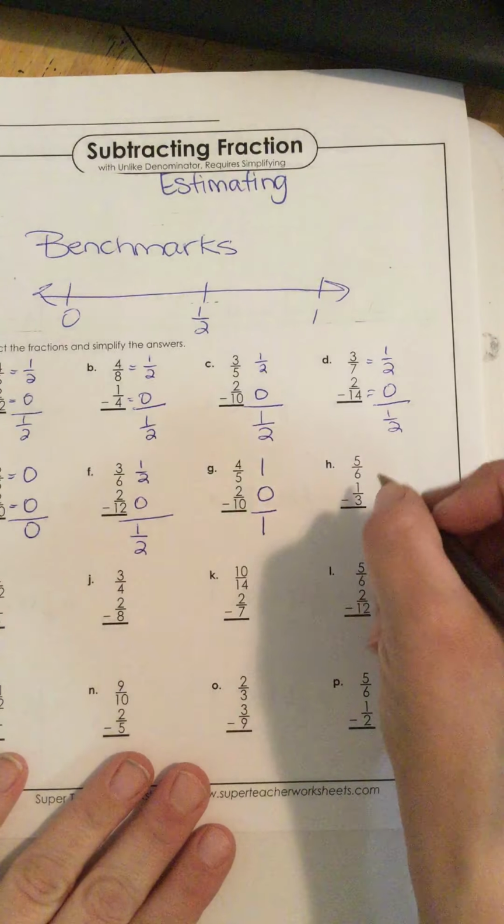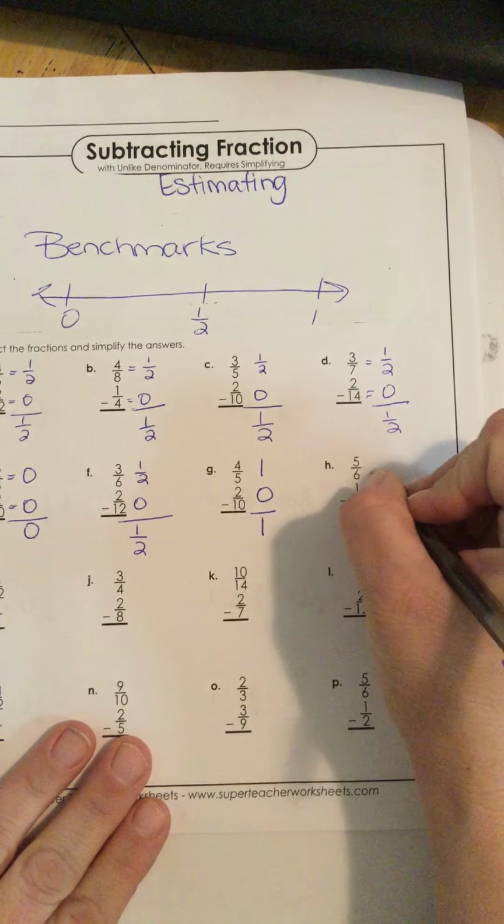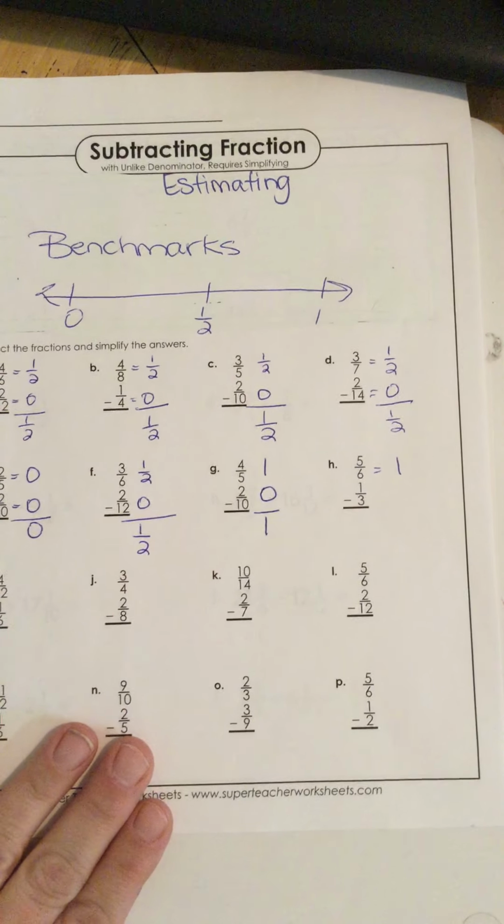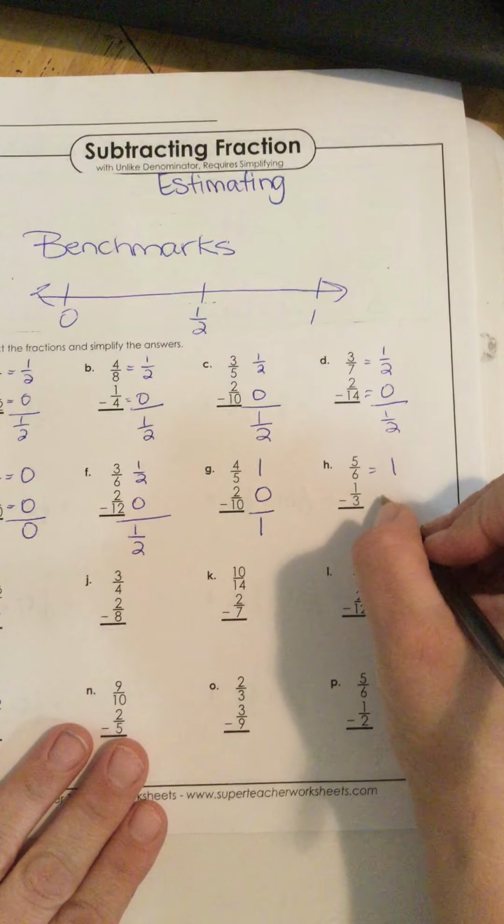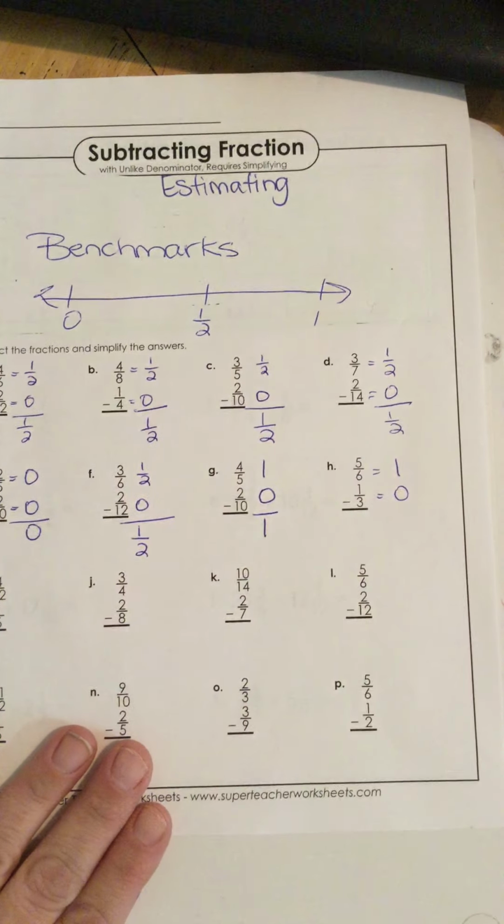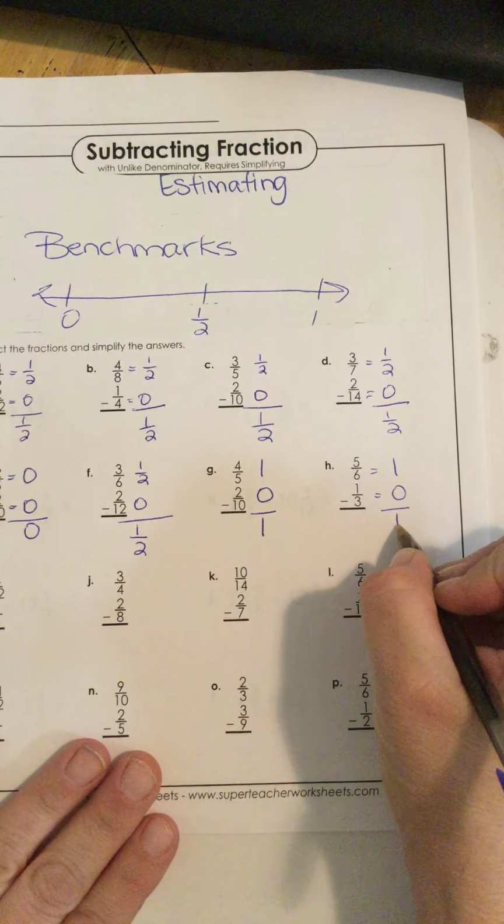Okay, 5 over 6. 1. And 1 over 3. And if you have 1 and take 0 away, you get 1.